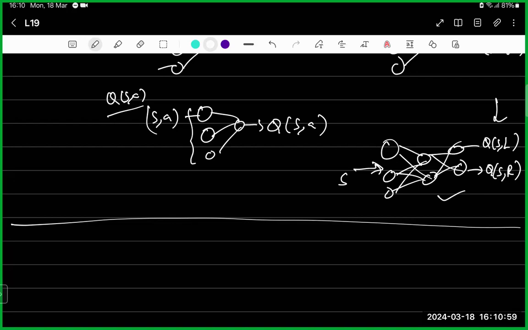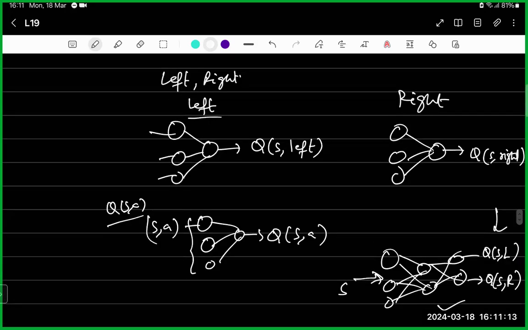Those are two separate neural networks. Here, this one, you have only one neural network which gives all possible action values. The result will be different based on what you do. Typically, the last one is used in practice.